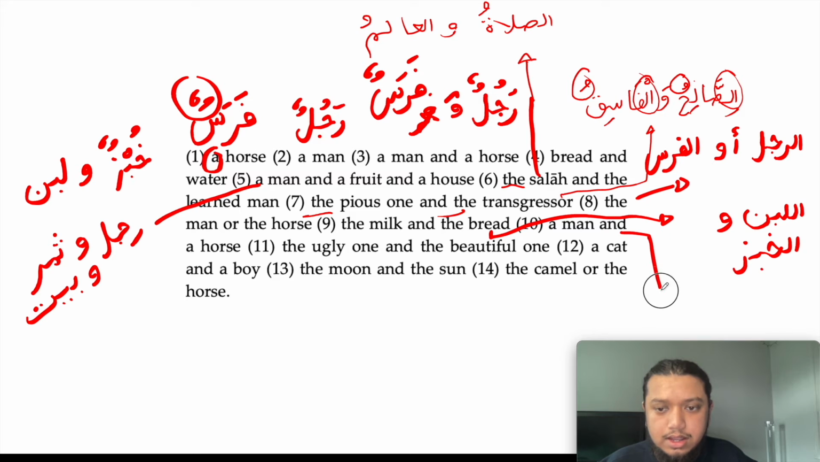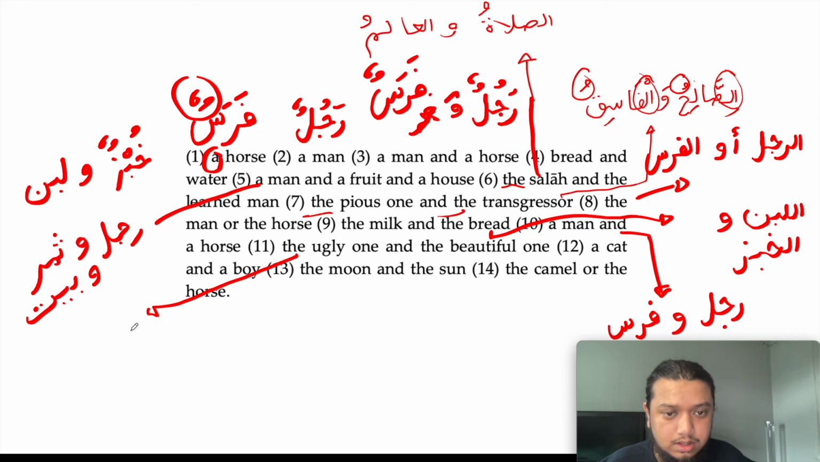A man and a horse is rajulun wa farasun. I'm running out of page and space on the screen here. The ugly one and the beautiful one will be al-hasan wal-qabih. Al-hasan wal-qabih.